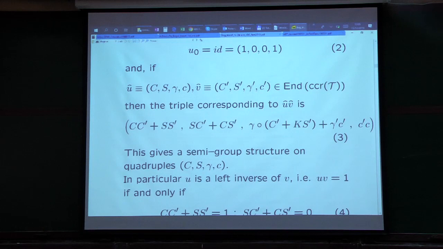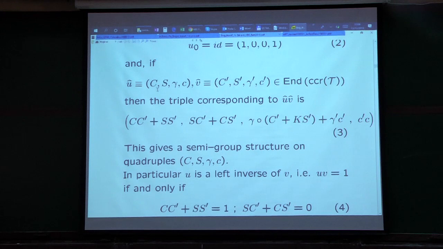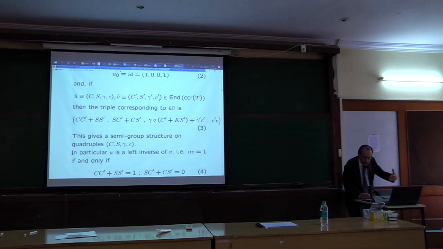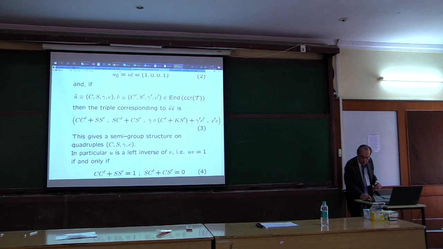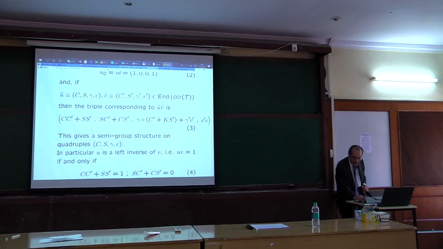Now, if I have two endomorphisms, I have two quadruples. If I compose the two endomorphisms, what will be the corresponding quadruple? And the answer is this. If I have two quadruples, C, S, gamma, c and C prime, S prime, gamma prime, c prime, corresponding to two endomorphisms, then if I compose the two, the composed endomorphism UV has the C as this, the S as this, the functional as this, and the constant as this.